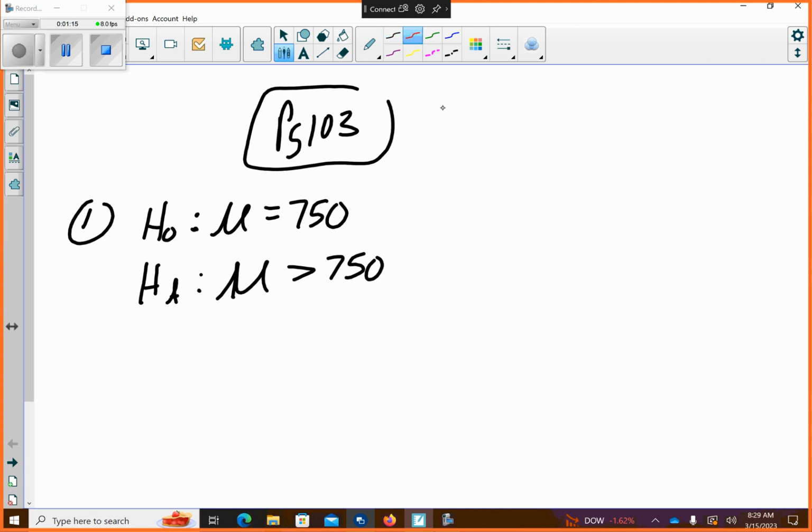All right, so calculate the mean and the standard error. We've done these. So the mean is the 750 that they claim, and then the standard error. Ooh, now we've got to change up things a little bit.